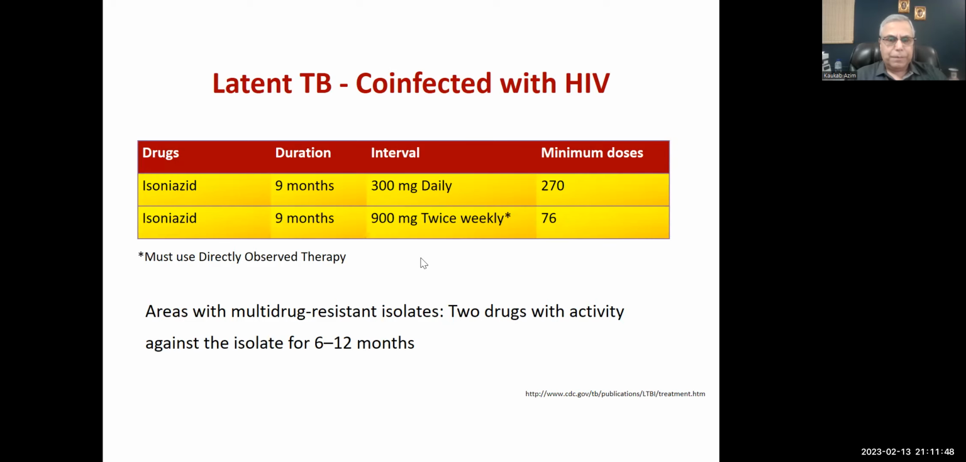So same thing I've repeated in 3 slides. 9 months, 300 milligram, 270 doses, 900 milligram twice weekly, 76 doses. Okay. Areas with multi-drug resistant isolates, 2 drugs with activity against the isolate for 6 to 12 months. So that's for multi-drug resistant cases, and we are talking of latent tuberculosis.